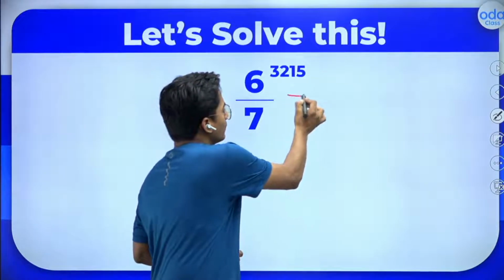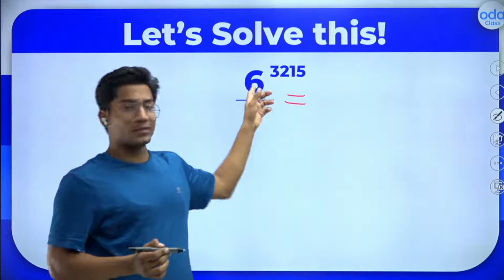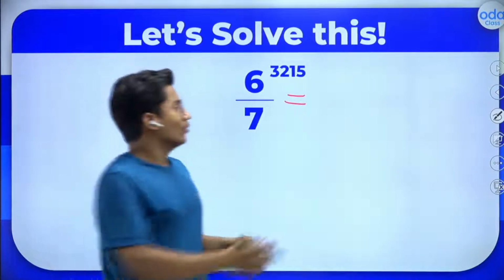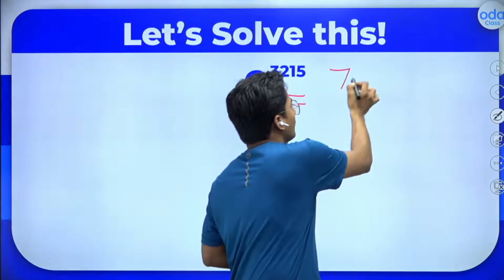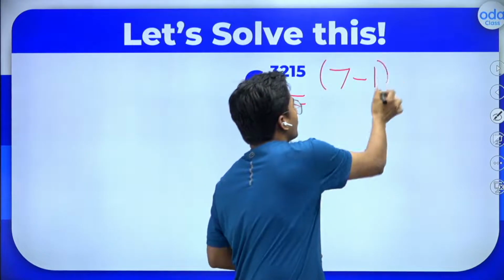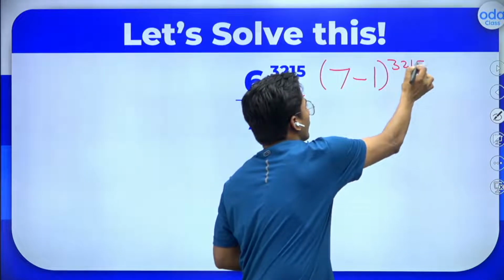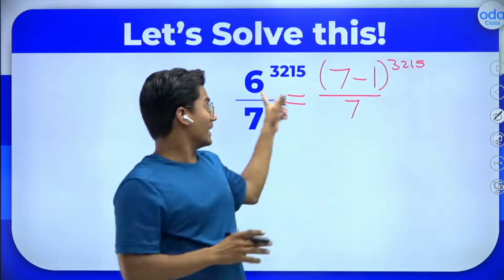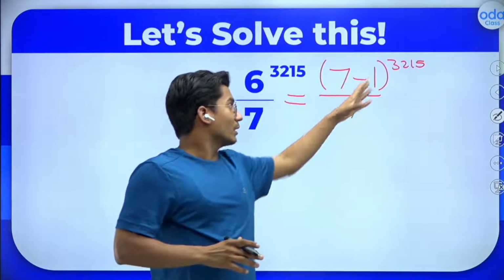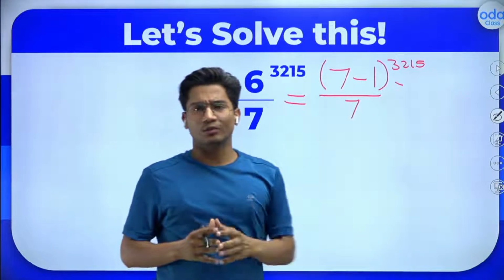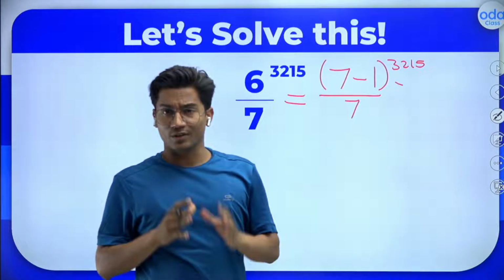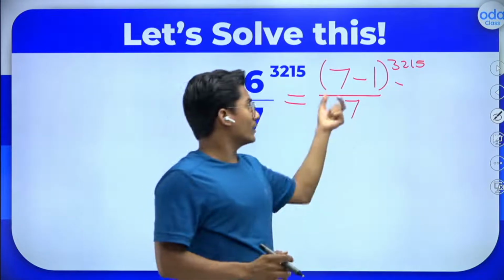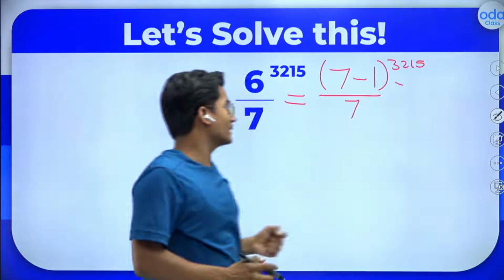So as I have discussed, we will be representing 6 in terms of 7 and with negative value. So I'll be writing this as 7 minus 1 exponent 3215 divided by 7, right? So I have represented this 6 as 7 minus 1 exponent 3215 divided by 7. You can do it in either of the ways that I have discussed. All the methods will give you the correct answer always, right?